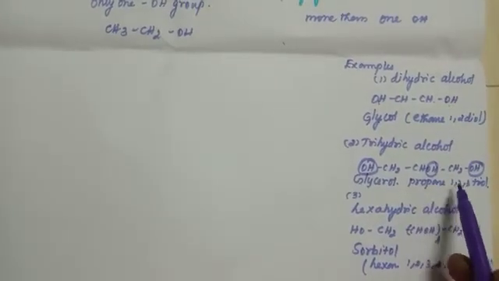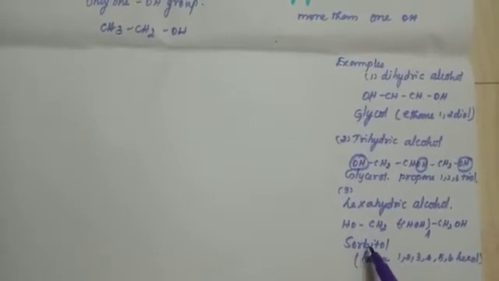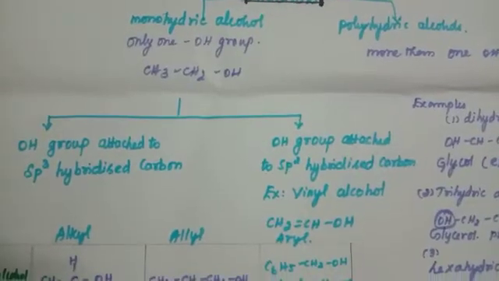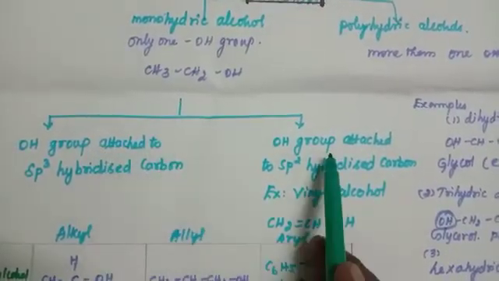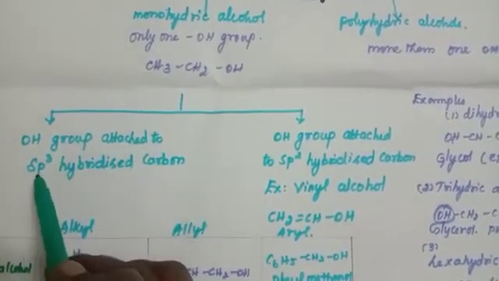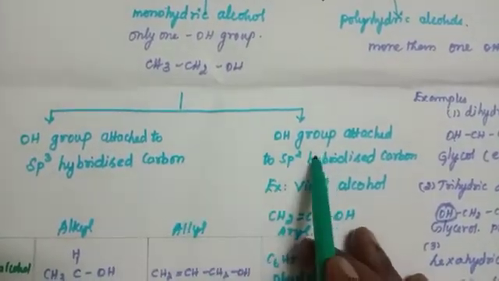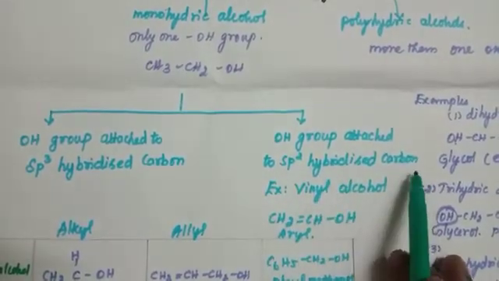The general name of this compound is glycerol. IUPAC name is propane 1,2,3 triol. The third one is hexahydric alcohol, which contains 6 OH groups. Example, sorbitol. The IUPAC name for this compound is hexane 1,2,3,4,5,6 hexol. Monohydric alcohol is again classified into two types: OH group attached to sp3 hybridized carbon and OH group attached to sp2 hybridized carbon. Example for this, vinyl alcohol.